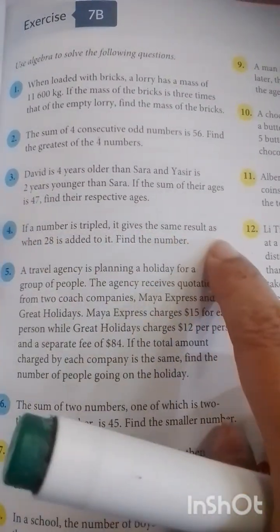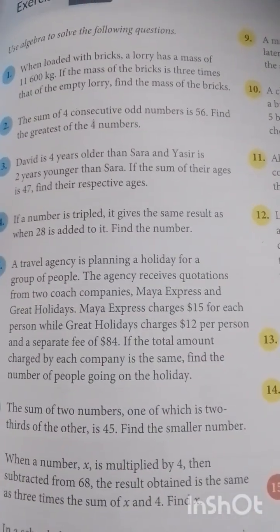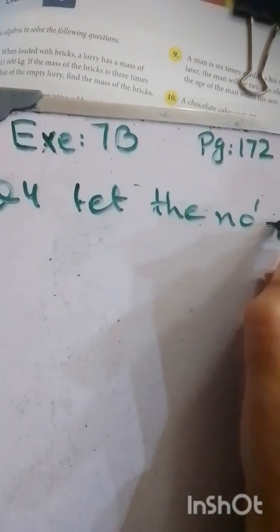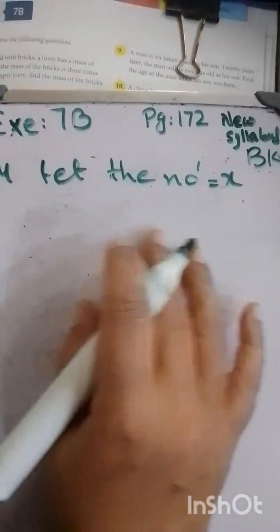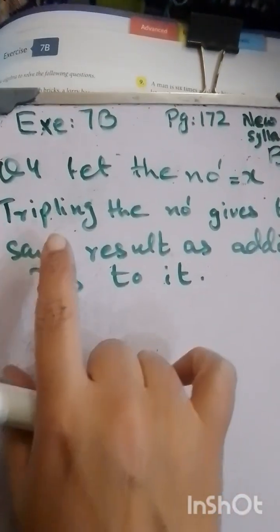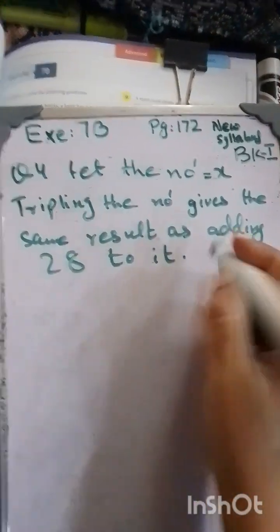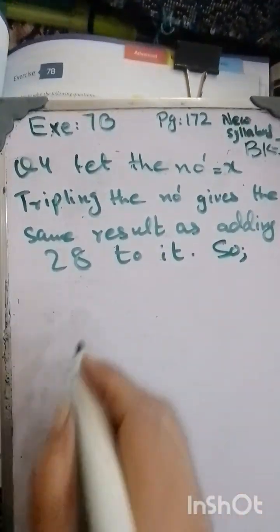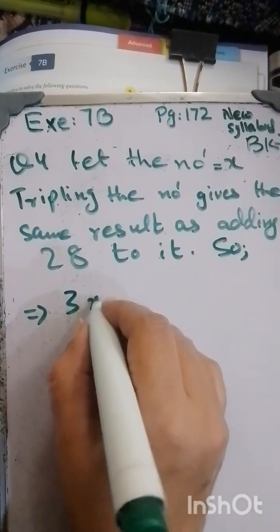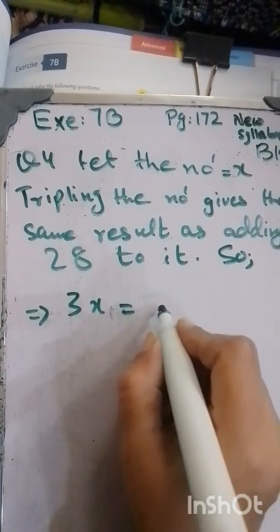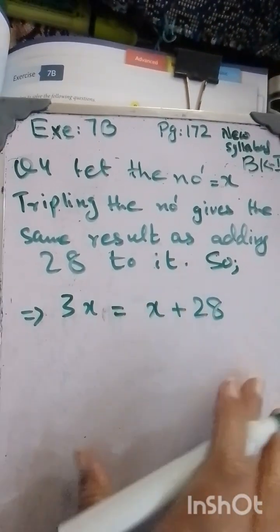Now next is, if a number is tripled, it gives the same result as when 28 is added to it. Let's do it. We are considering the number as x. So same result as adding 28 to it. Then we are tripling the number first of all. So that means x will be times 3. So 3x equals x plus 28.